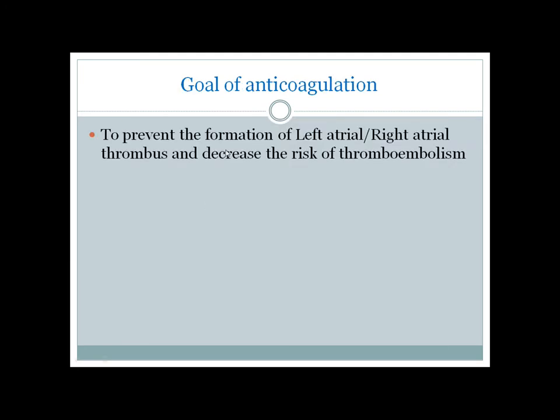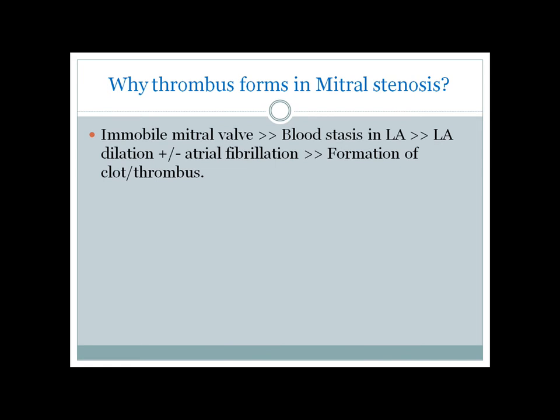So the goal of anticoagulation in mitral stenosis is to prevent the formation of left atrial and in some cases right atrial thrombus. And if you prevent the formation of thrombus, the risk of thromboembolism will be low. So this is the goal of anticoagulation. Now let's talk about why thrombus forms in mitral stenosis.